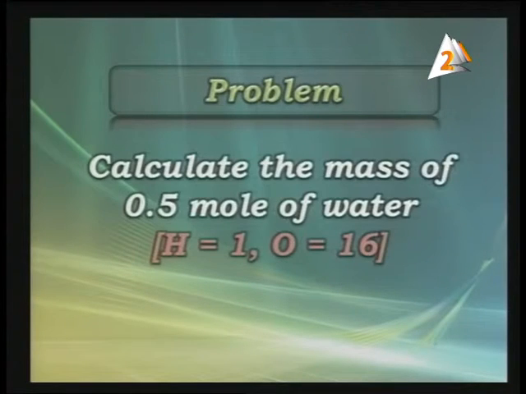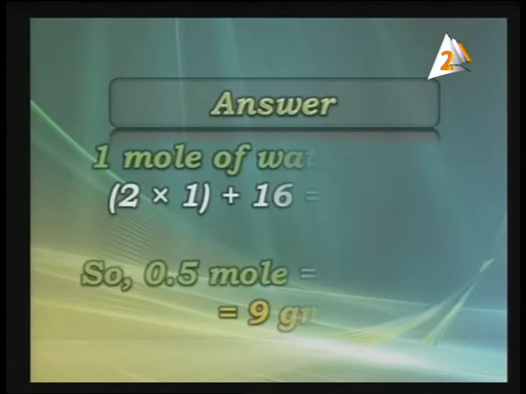Here we have another type of question called the problems. So the problem here: calculate the mass of half mole of water. It's from the first unit here. Calculate the mass of 0.5 mole of water, with H equal 1 and O equal 16. If you don't write the compound in the right way, we have no answer. We have the answer here.